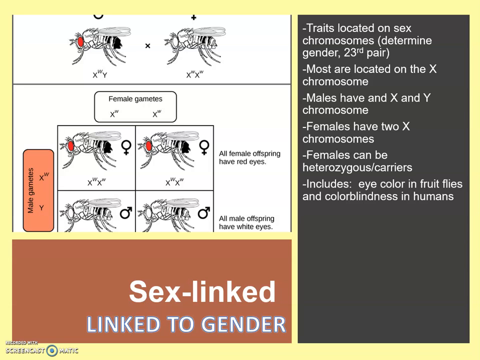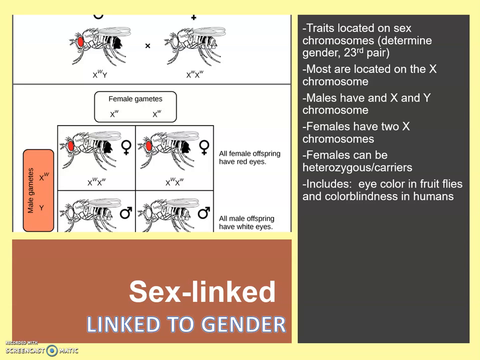So remember, humans have 46 chromosomes. There are 23 different pairs, so there's 23 different types of chromosomes. And that 23rd pair is going to be an XX if you're a female and an XY if you're a male. Now, we could actually call sex-linked traits X-linked traits because the majority of these traits are all located on the X chromosome, not on the Y.